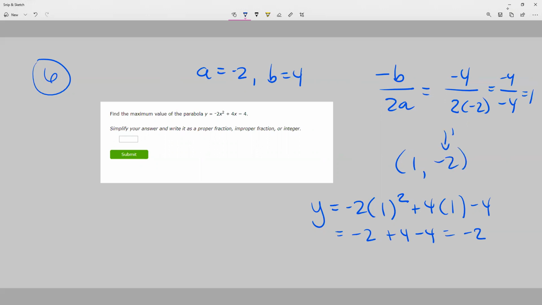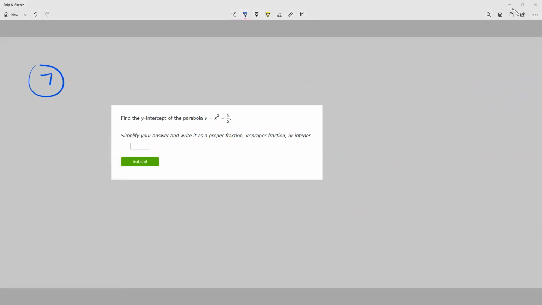So this is my max or min, which this time, because it's negative in front, this shape is facing down, which means this is going to be a maximum. Just so you know, as a point of reference.